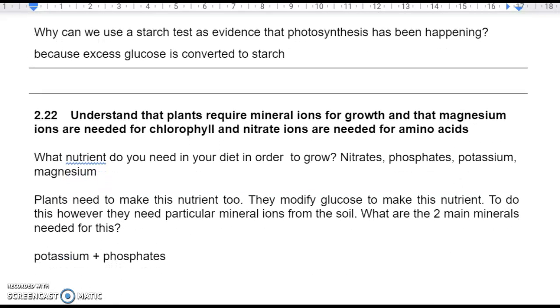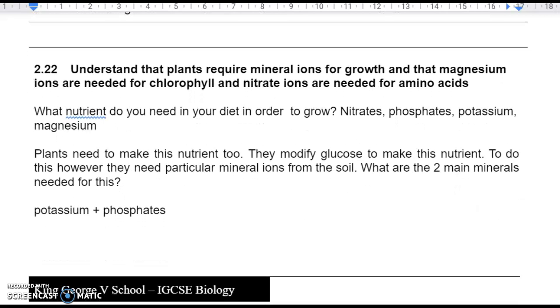Minerals you will do today. I'll talk about that in a second. But you can see there which nutrient you need in your diet in order to grow. So your nutrient here, I would say, is going to be proteins.